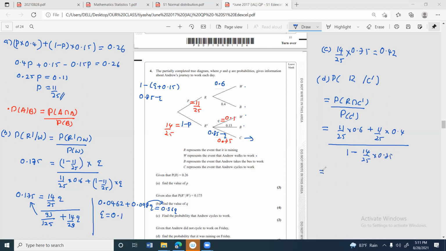0.75. With this, you can get the final answer. Fraction: 11 over 25 into 0.6 plus 11 over 25 into 0.4, divided by 1 minus the cycling part. That answer is 22/29, so this answer becomes 3/29. This is the final answer for this question. Okay, that's how we do it.